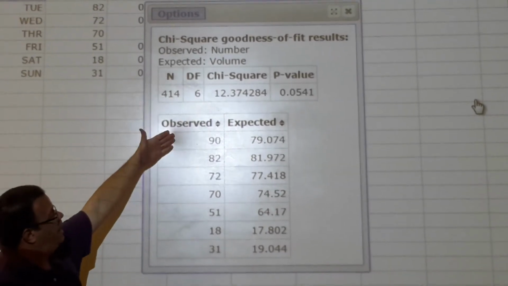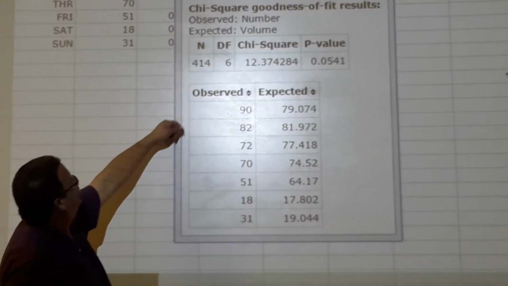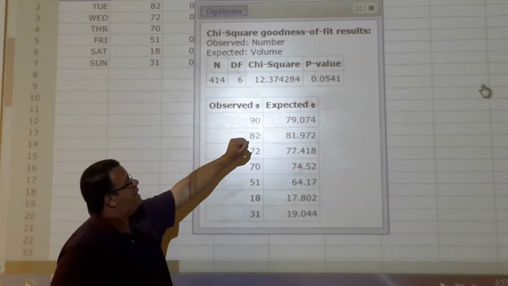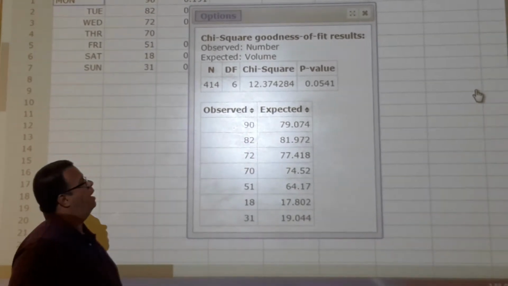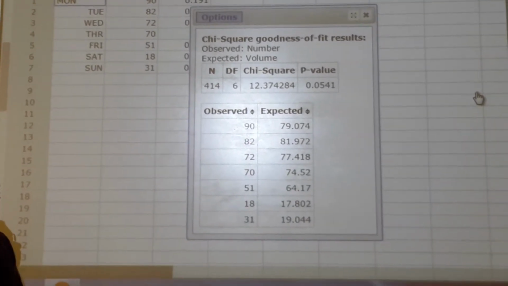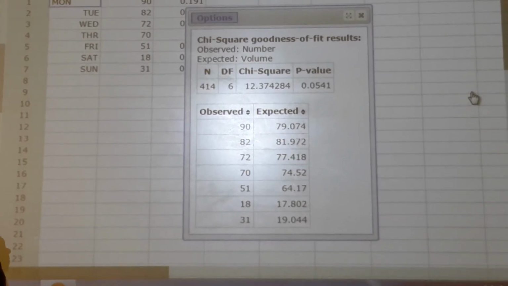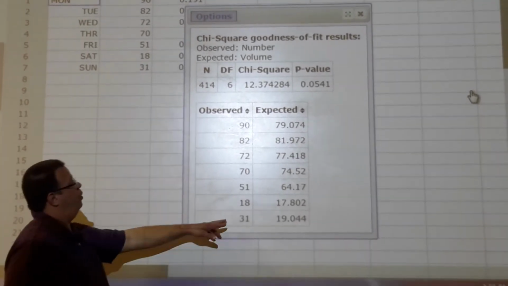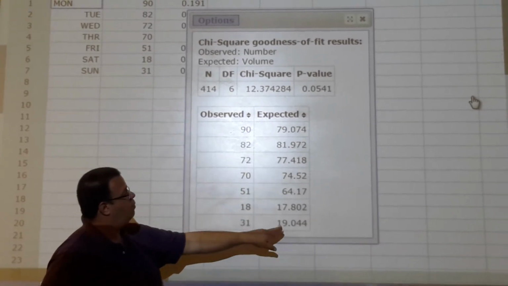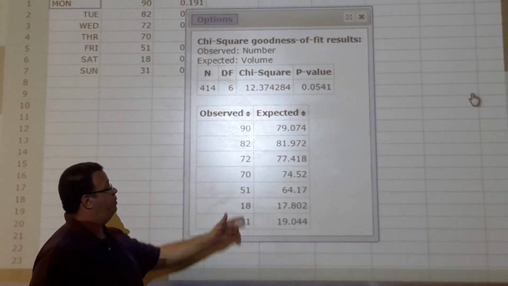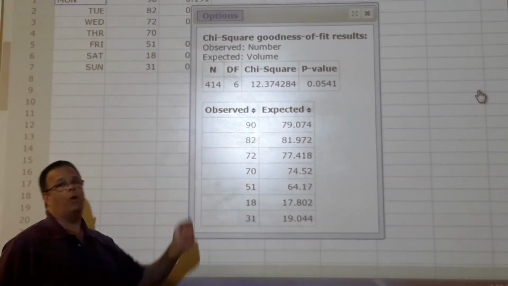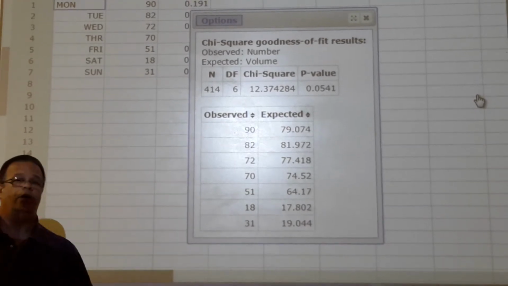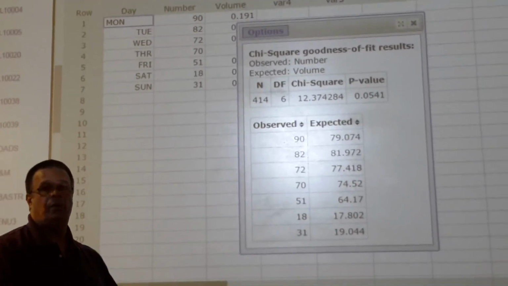But we can also see what was observed on the different days of the week. Monday we observed 90. We would have expected only 79. So it does look like there may be something going on, that they're more likely to try to be overweight on Monday. Also Sundays, we observed 31. We would have expected only 19. Other days, such as Saturdays and Tuesdays, you can see we ended up almost right on what would have been expected there. So this tells us a couple of different days that we might look for.